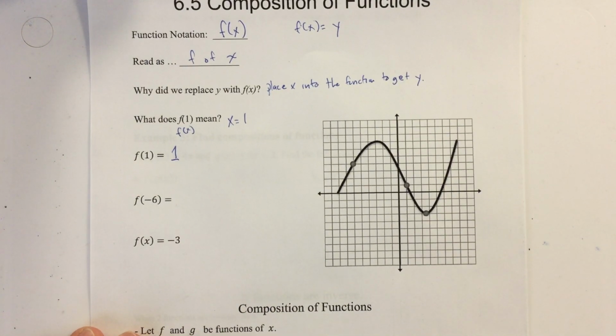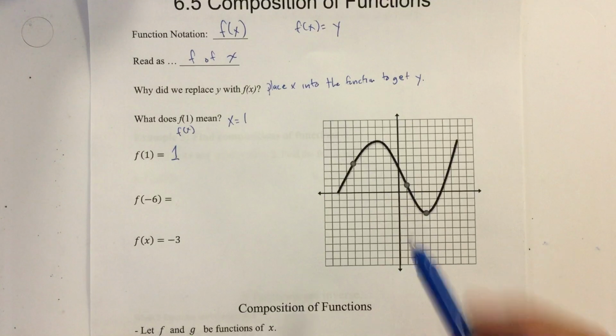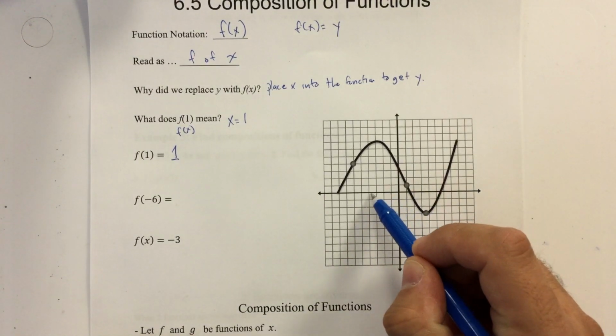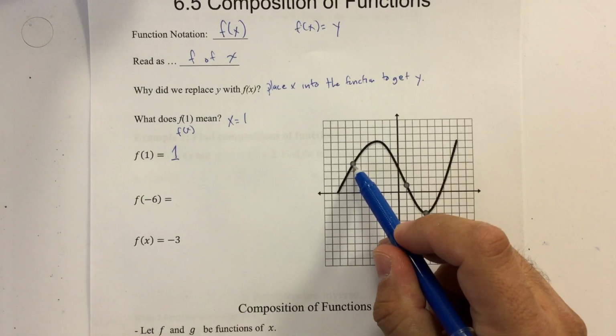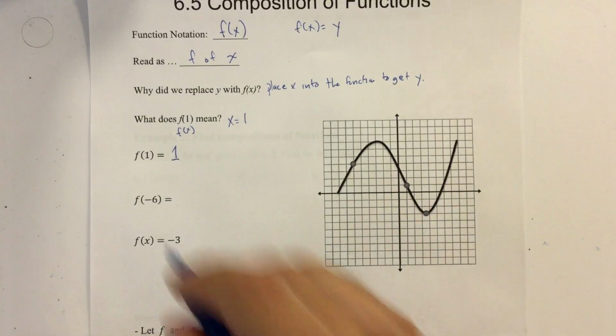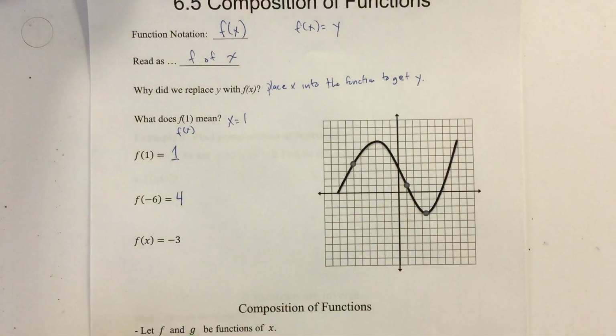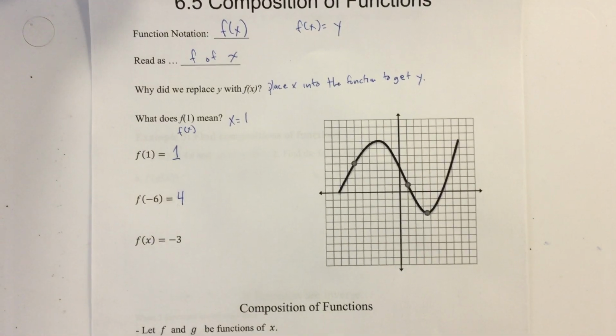All right, let's do f of negative 6. So again, we're going to go to x is equal to negative 6. Go down, nothing. Go up, it hits right here. What's the y value? Okay. Now, why is the third one different? What's so different? So is that negative 3? Is it x or is it y? It's y, right?